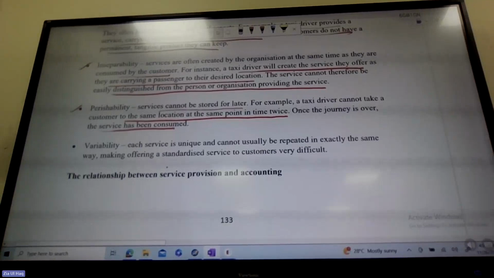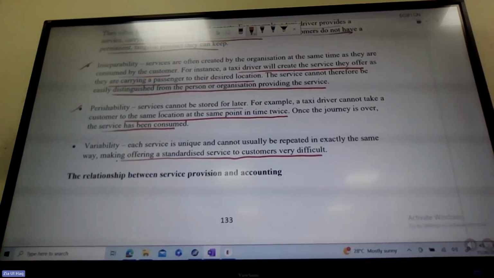Services are unique to each individual who provides them. One individual might not provide the same service as another, because people have different natures. So each service is unique and usually cannot be repeated in exactly the same way, making it very difficult to offer standardized services to customers. On different days, even the same person providing the same service might not provide exactly the same service as the previous time.